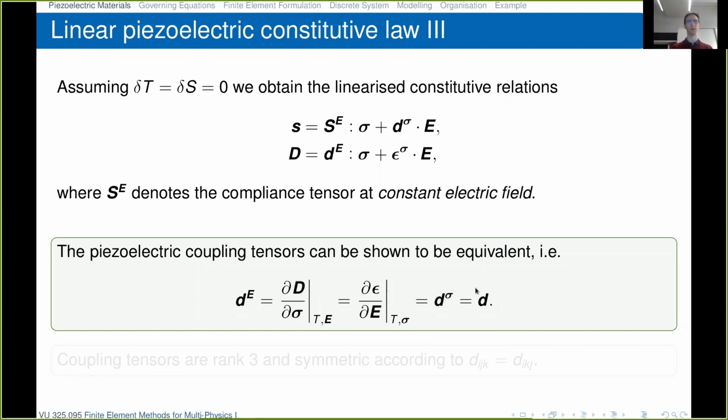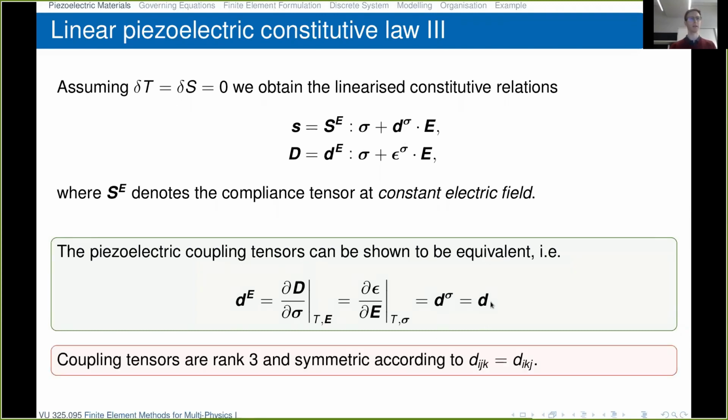In the following, for the sake of simplicity, we'll denote it by d only. Also note that the coupling tensors are rank 3 tensors, since they relate vectors, or rank 1 tensors, to the strain tensor, which is a rank 2 tensor. And they are symmetric, so here is the symmetry condition.